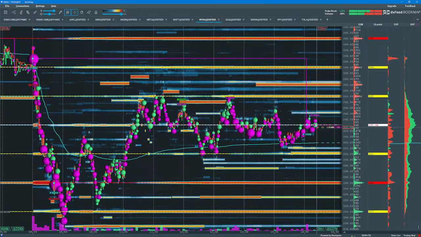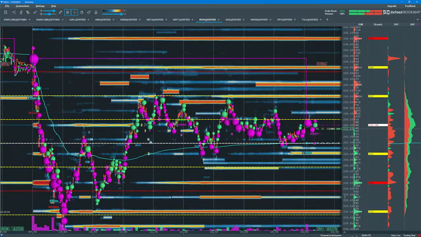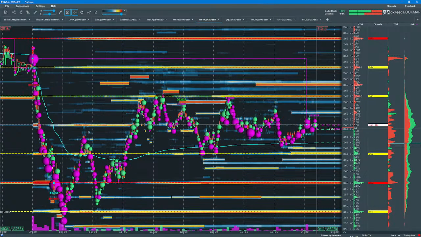And let's take a look. Let's take a look at CVD. Really still bearish. Cumulative volume delta. Let's go take a look at Hero.